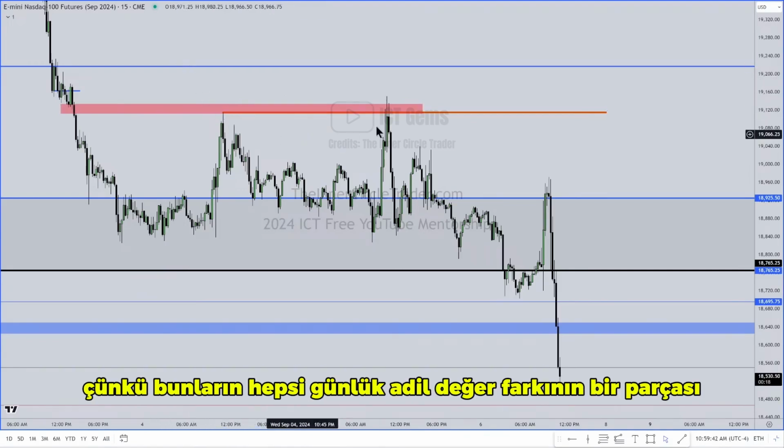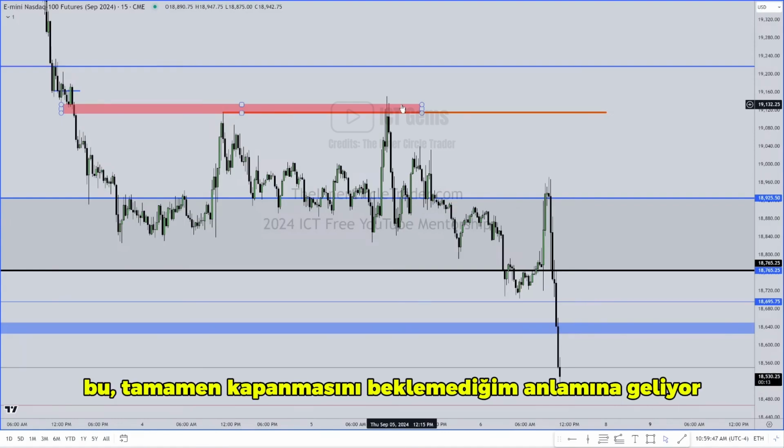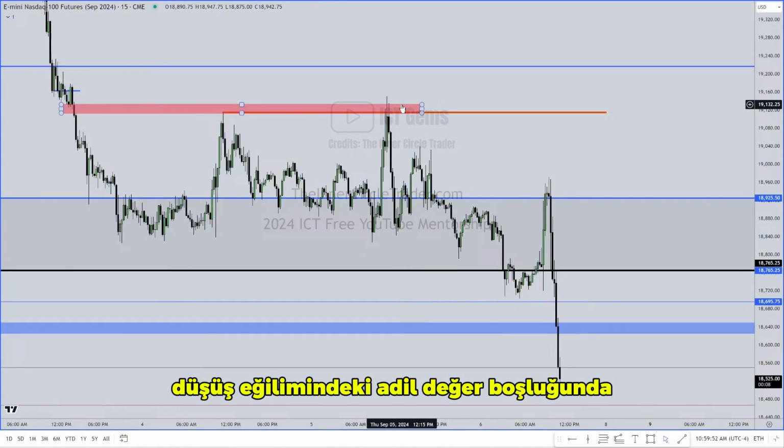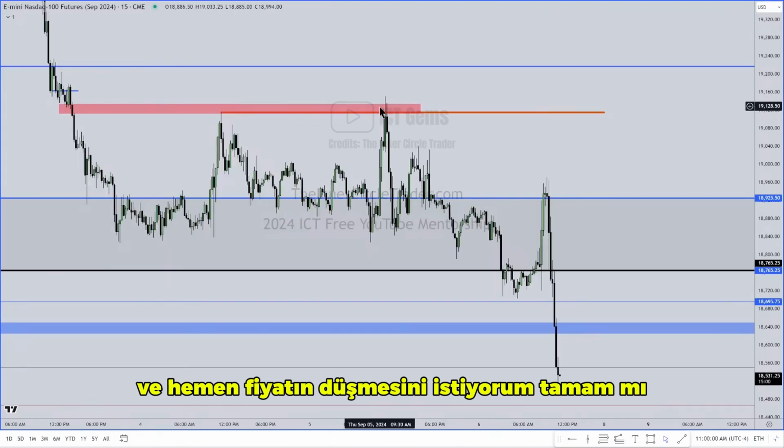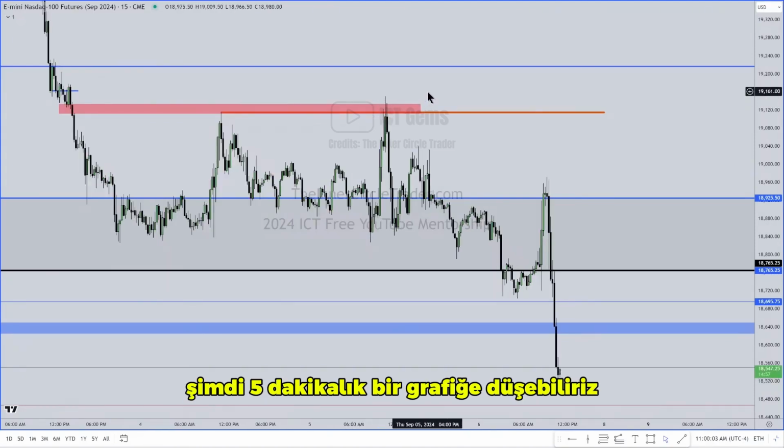Because this is all part of a daily fair value gap, institutional order flow entry drill. That means I expect it not to completely close in a bearish fair value gap. I want to see it just go in a little bit, like it's doing right here, and I want to see it immediately send price lower. Okay, now we can drop down to a 5-minute chart.